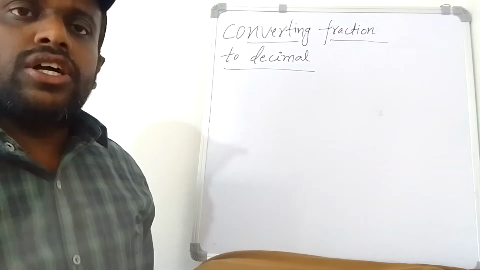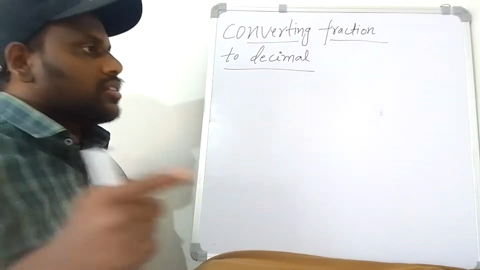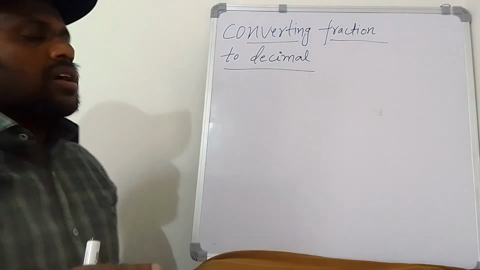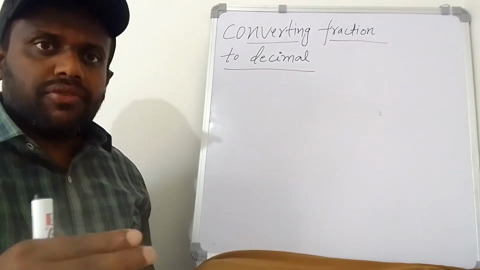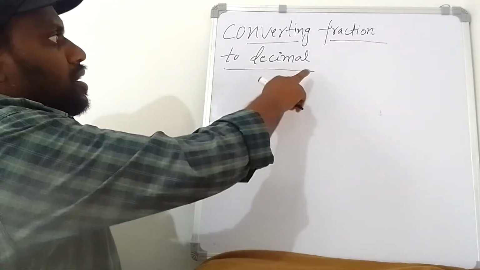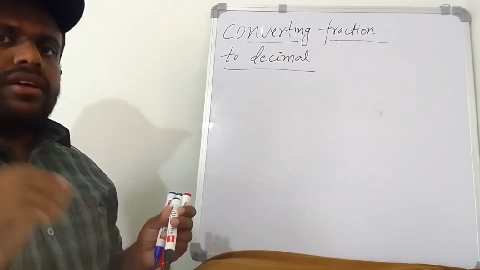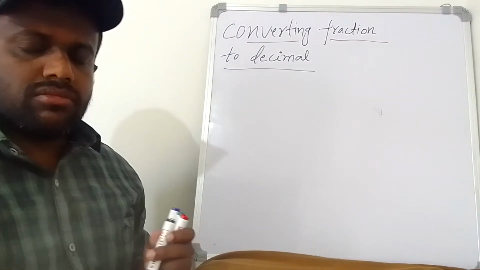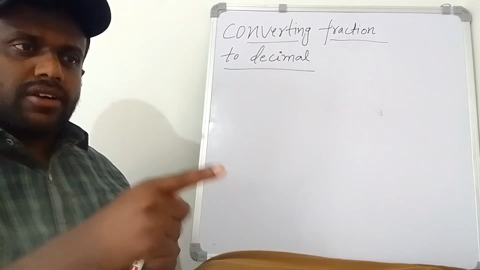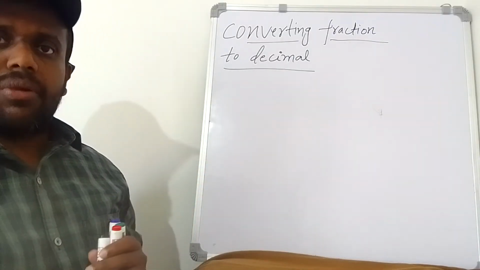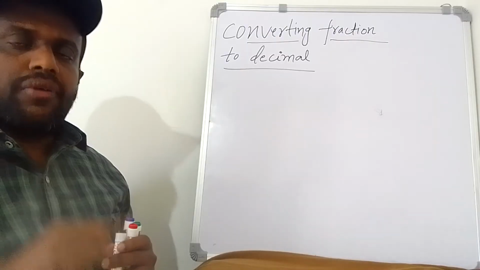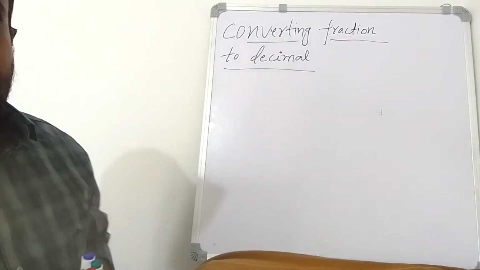Hi. Today the topic is converting a given fraction to a decimal number. They will give a fraction, and you have to convert that fraction into a decimal number. How? I will explain with an example.